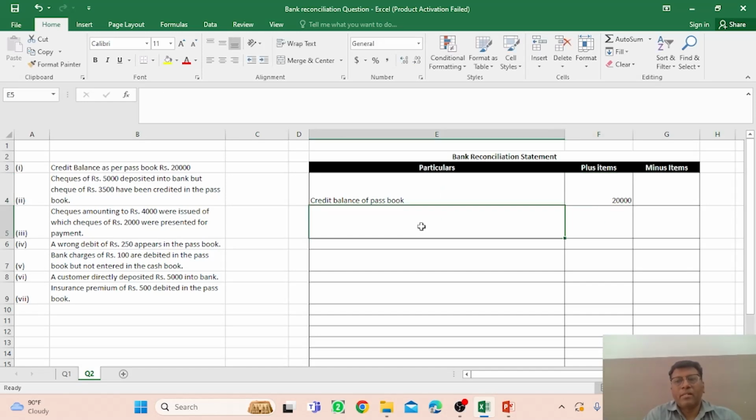So you have to write it on the plus side. Why are we writing it on the plus side? Because if the credit balance of cash book is given to you, that is a minus item, but if the credit balance of passbook is given to you, that is a plus item, right? The opposite book is given to you. And the second transaction you see: check of rupees 5,000 deposited into bank, but check of rupees 3,500 have been credited in the passbook.